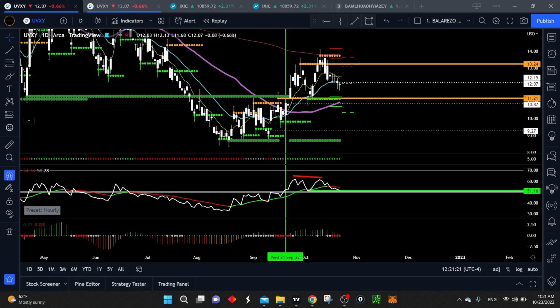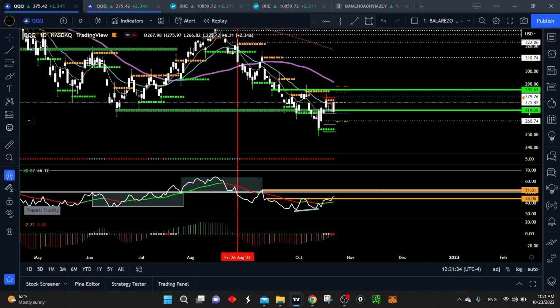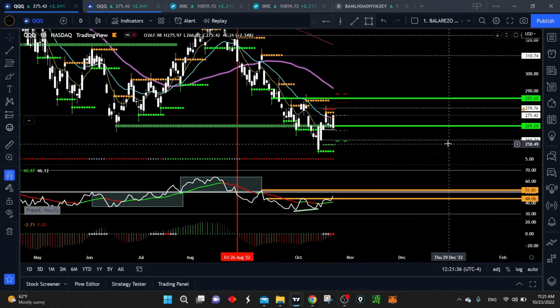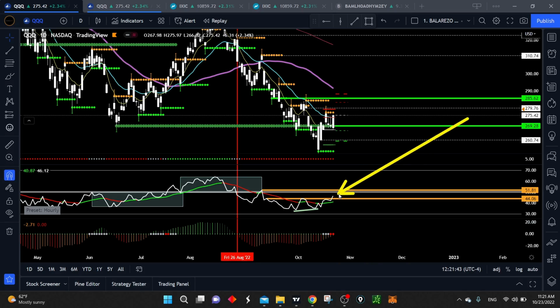I don't think that we need to look at many things, but let's take a quick look at the indexes. We're going to take a look at the QQQ. We're going to also take a look at the SPY and the DIA as well. These charts are going to look pretty similar, but I think it's important for us to understand what is actually happening. So what we have here, and you can see right here that the momentum is starting to break out above this level of structure of 44.06. That means that we're having a breakout in momentum.